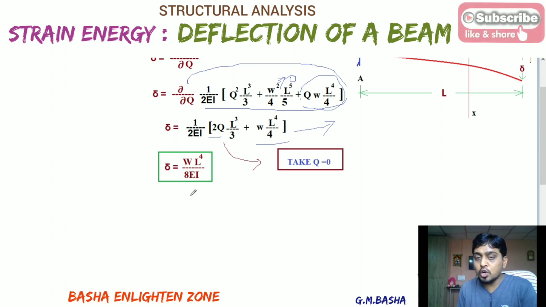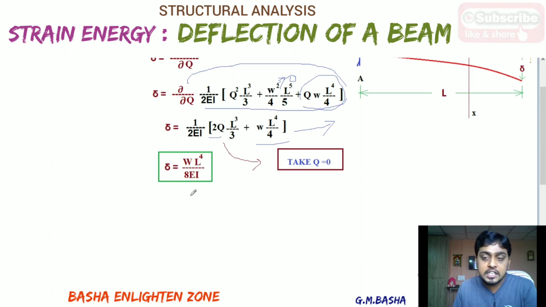Please remember one note point here. While solving the model, whenever a uniformly distributed load is given, introduce an imaginary point load wherever they are asking to find the deflection. And in the final stage, after obtaining the equation, take that imaginary point load as 0. Then directly simplify, you will get the answer.